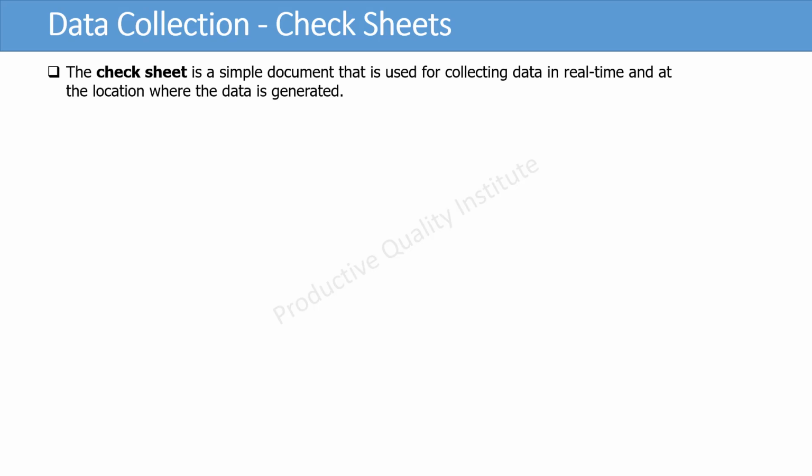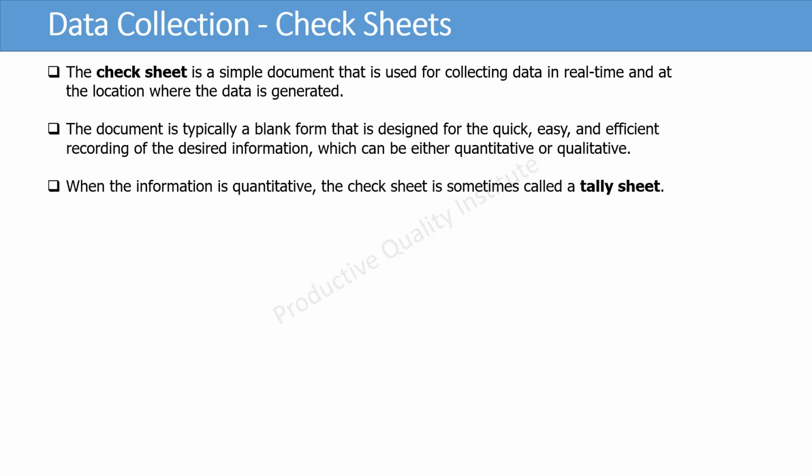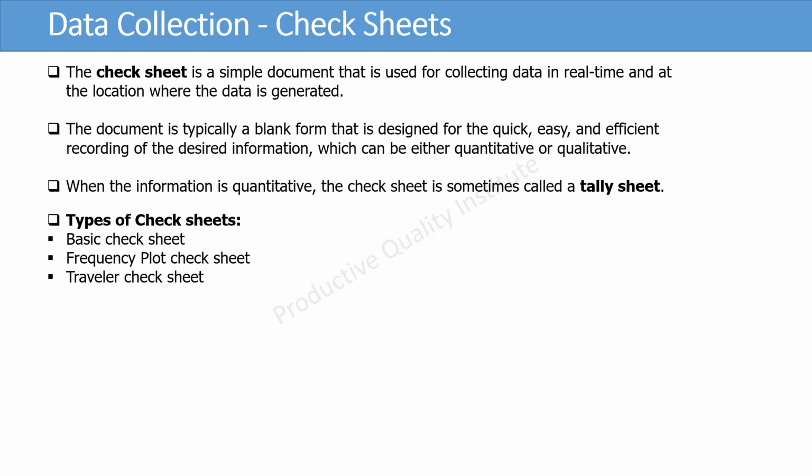The check sheet is a simple document that is used for collecting data in real time and at the location where the data is generated. The document is typically a blank form that's designed for the quick, easy, and efficient recording of the desired information, which can be either quantitative or qualitative. When the information is quantitative, the check sheet is sometimes called a tally sheet. Types of check sheets: basic check sheet, frequency plot check sheet, traveler check sheet, location check sheet, graphical check sheet.